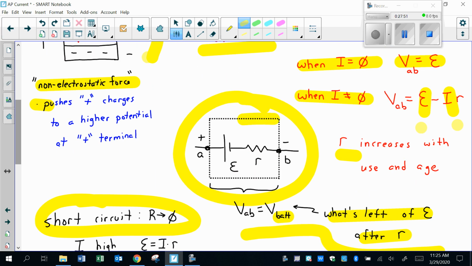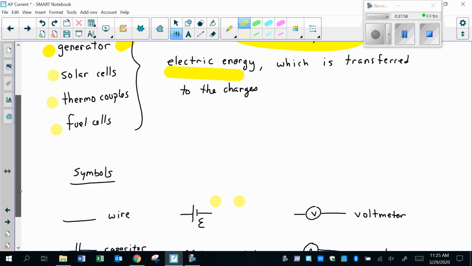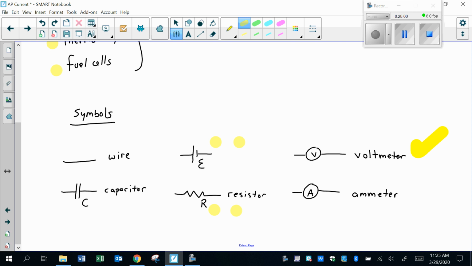So that kind of represents the housing of the battery. And then there's a resistance inside. So it's common to see that. So don't be surprised if you see something like that. We're going to talk about voltmeters and ammeters. This is a meter to measure voltage and a meter to measure the current. We don't call it a current meter, we call it an ammeter.